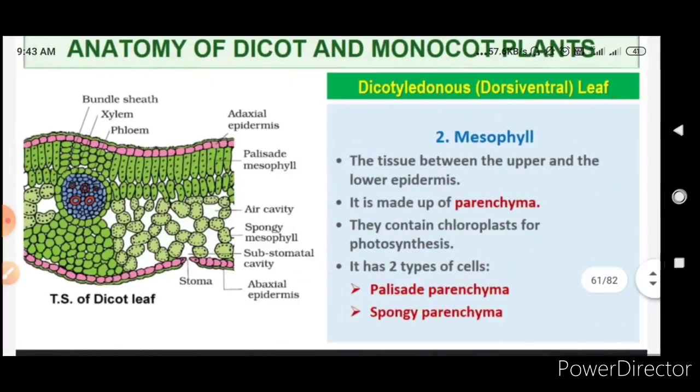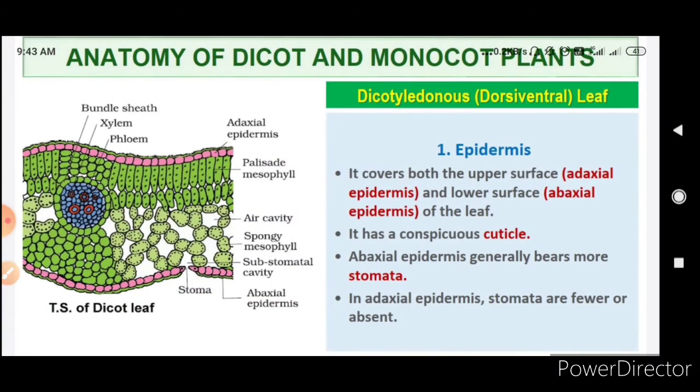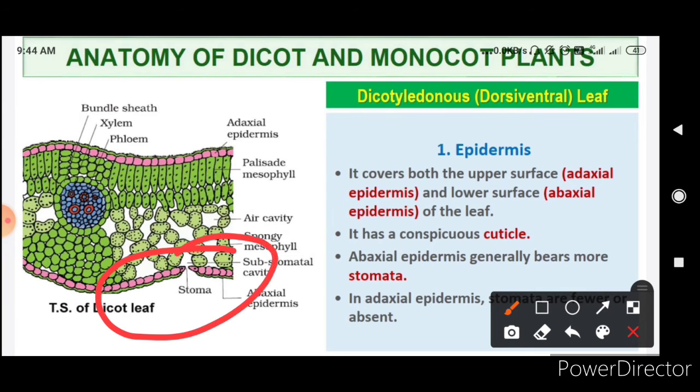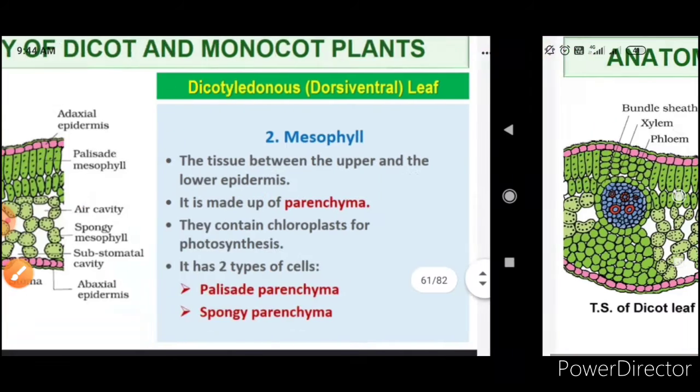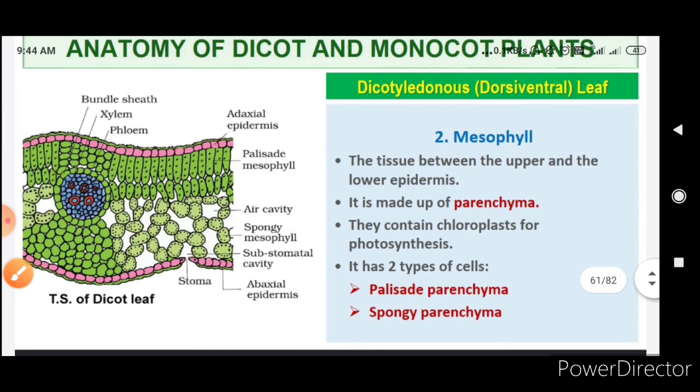So what we saw in the dicot leaf: there were two epidermis, the adaxial epidermis and the abaxial epidermis. It had a conspicuous, easily visible cuticle. The abaxial, that is the lower epidermis, had more stomata, and in the adaxial epidermis stomata were fewer or absent. You can see in the diagram, stomata are present on the abaxial side, and on the adaxial side there are no stomata.